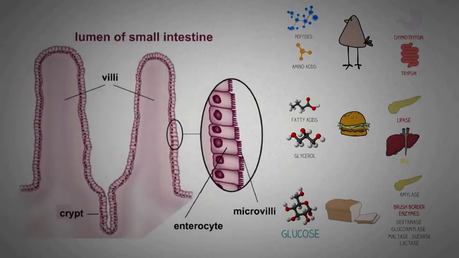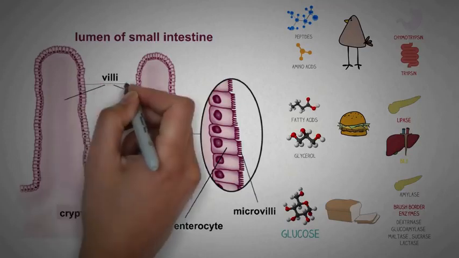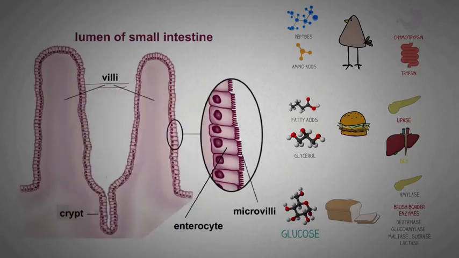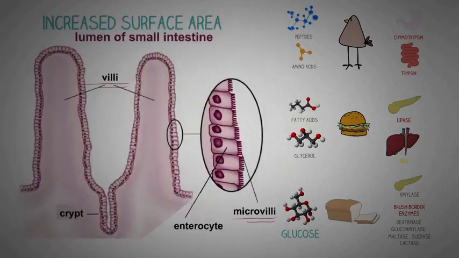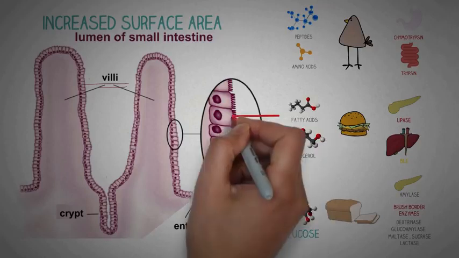Now, if you look at the microscopic structure of the wall of the small intestine, you can see that it consists of small projections on the surface which are known as villi. These villi in turn have smaller projections on their surface which are known as microvilli. The presence of villi and microvilli increases the surface area of the small intestine tremendously, which makes it super effective to absorb these digested simple food materials.